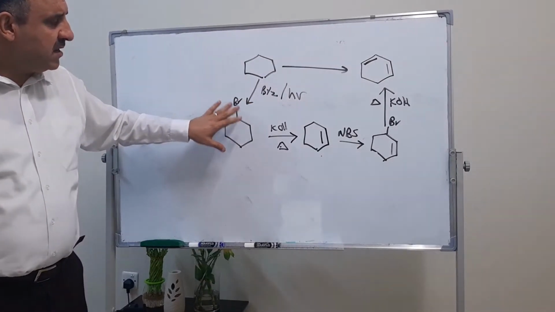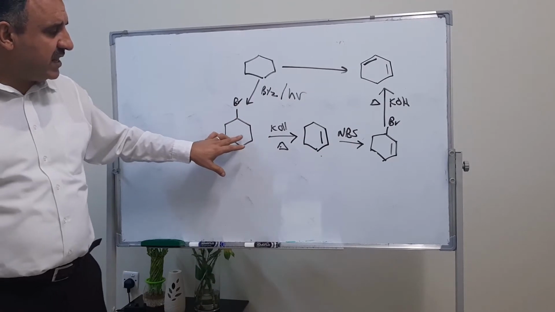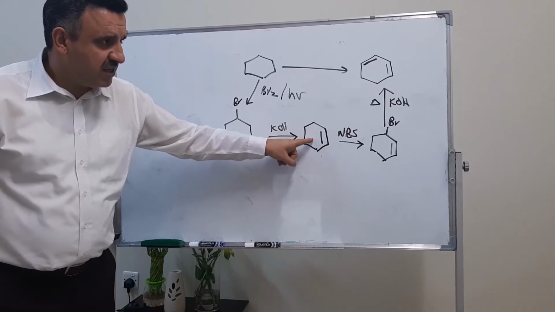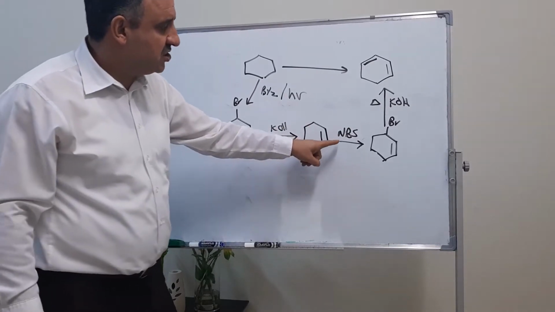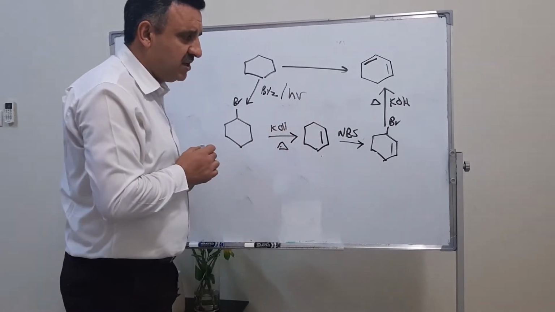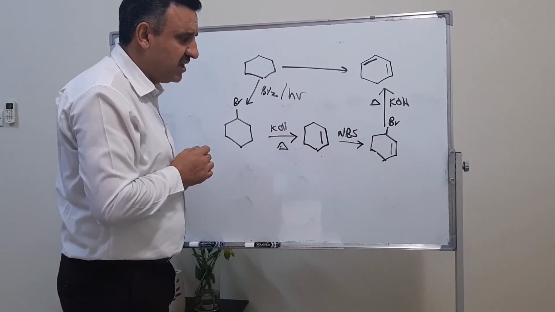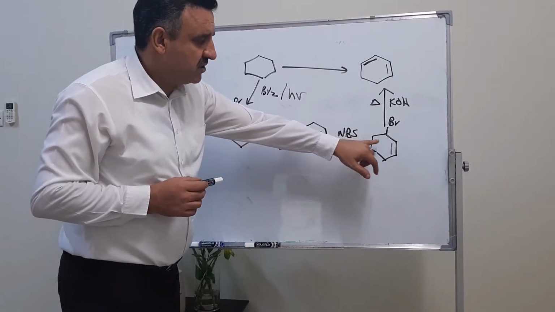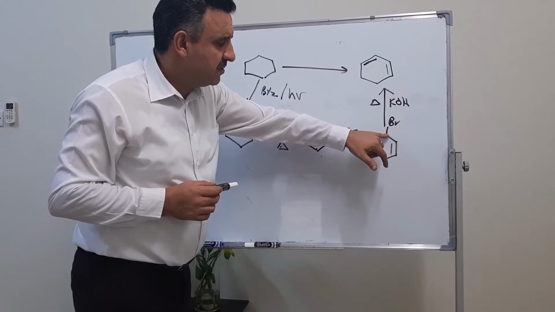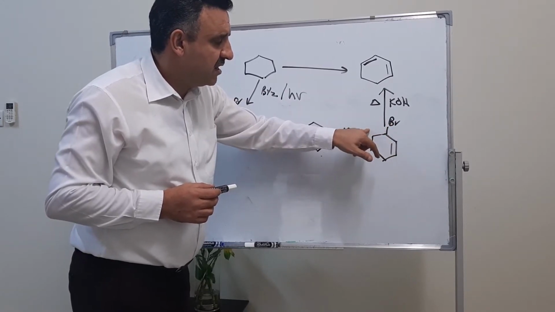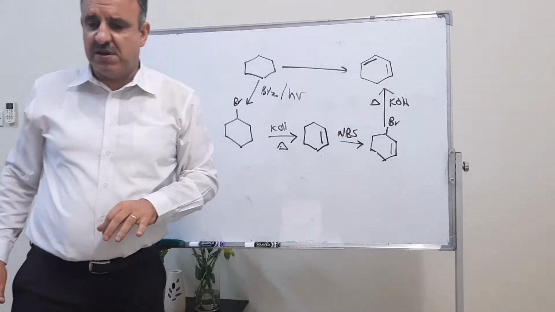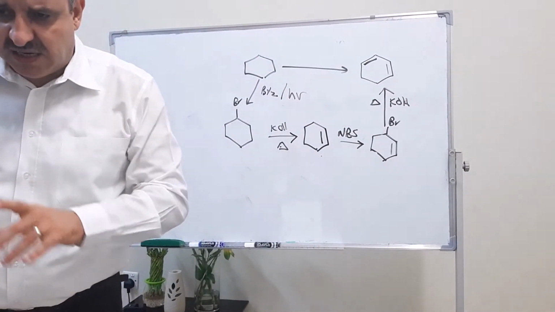Secondly, this halogen, as you can see here, we can eliminate. We can make a double bond and form the alkene. Then we can introduce selectively the halogen at the allylic position, and this is the allylic position, as we said, by NBS. So we introduced it. Then again, we can make further elimination between this halogen and the adjacent hydrogen, and then we end up with 1,3-cyclohexadiene.